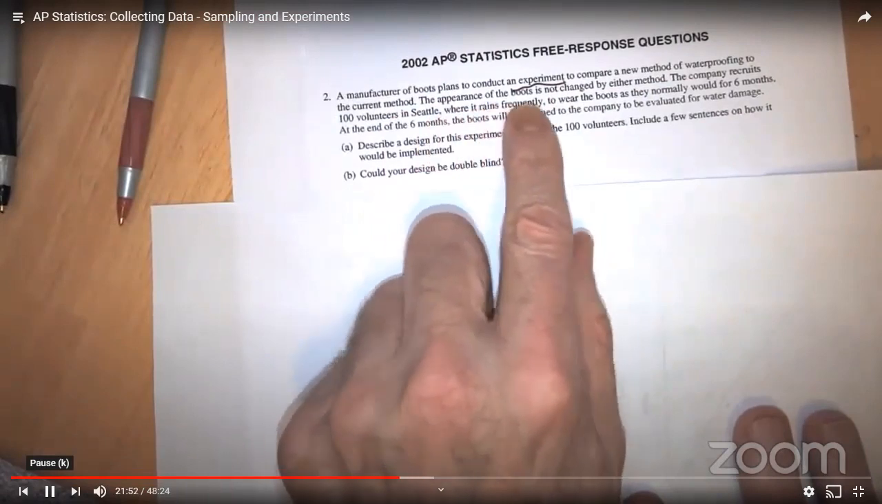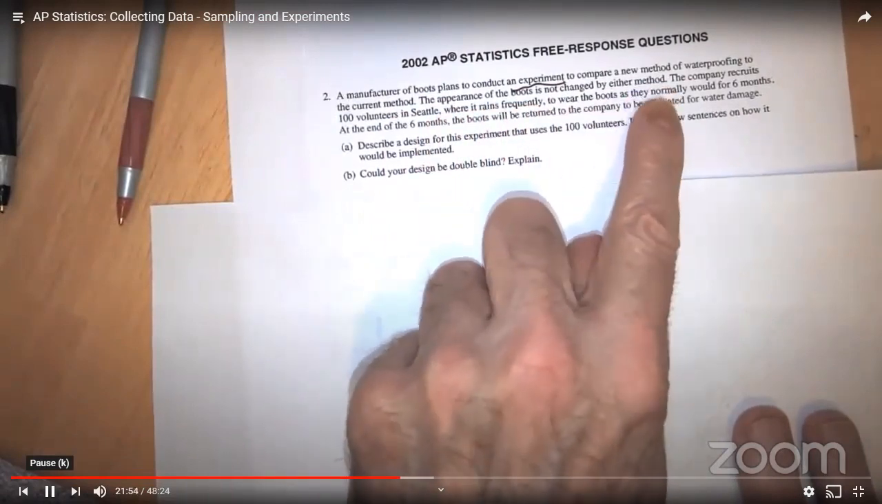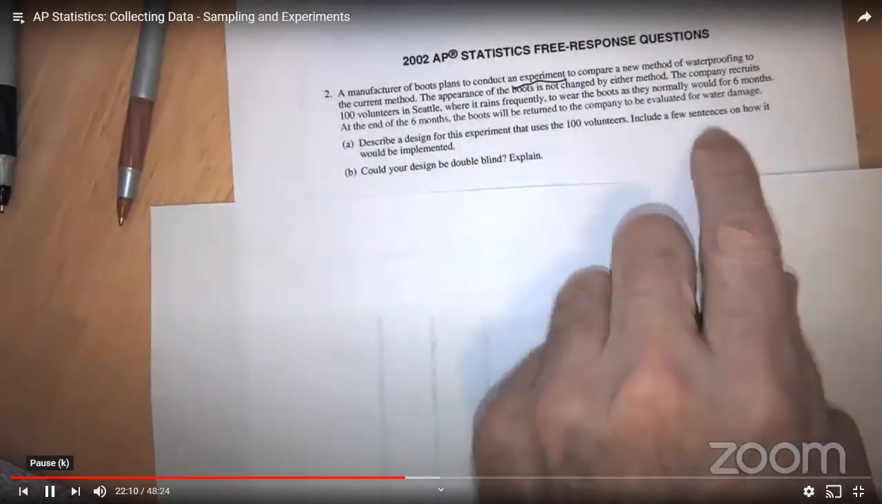The appearance of the boot is not changed by either method. Super important sentence. Many times when I give this to my students, they overlook that. When we talk about the best answer, someone will always yell out, "Oh, that's why that second sentence was there, Mr. Murphy." So I'll come back to that and address it.